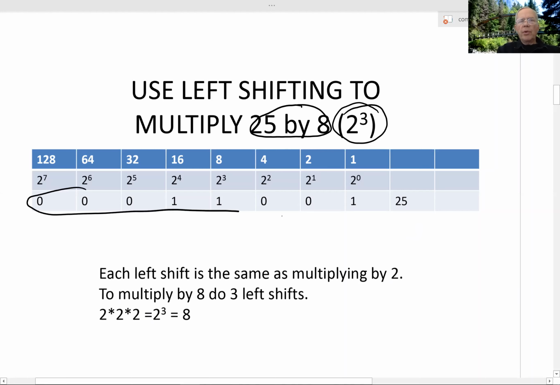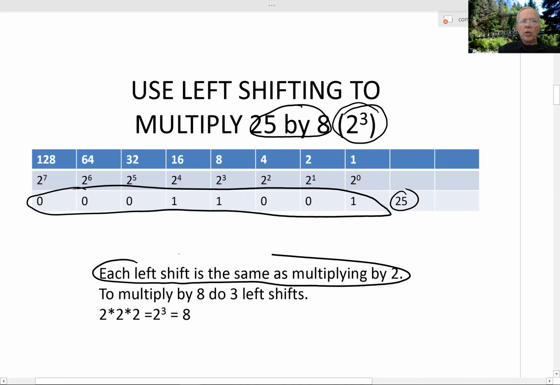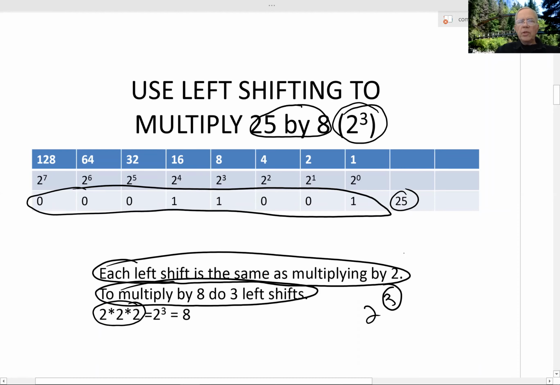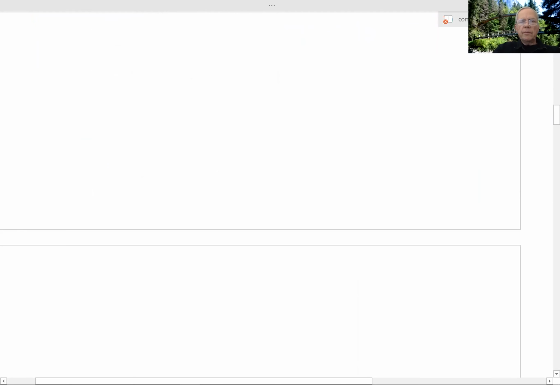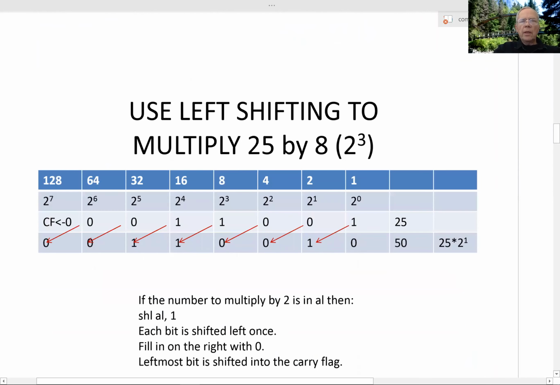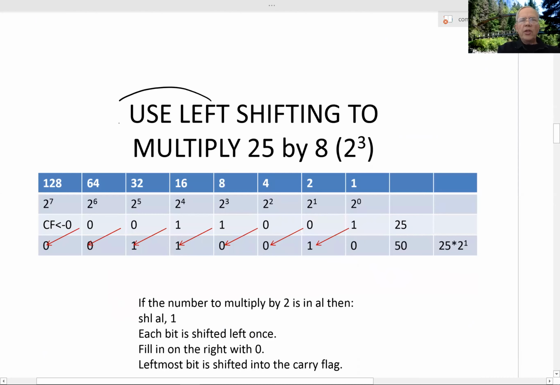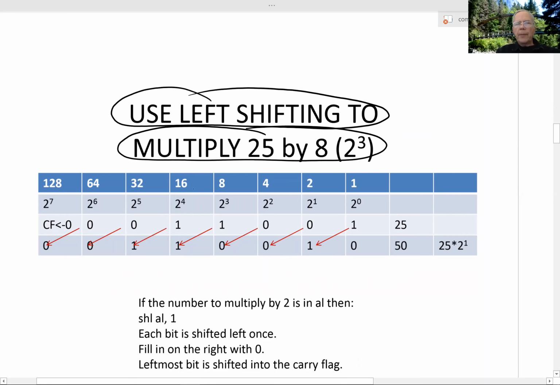Here's our original number, which is 25 in binary. Each left shift is the same as multiplying by 2. To multiply by 8, do 3 left shifts. 2 times 2 times 2 equals 2 to the 3 equals 8. So the exponent is the number of times to shift. So we use left shifting to multiply 25 by 8, 2 to the 3.